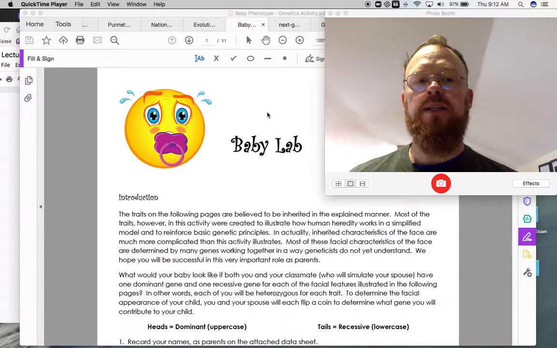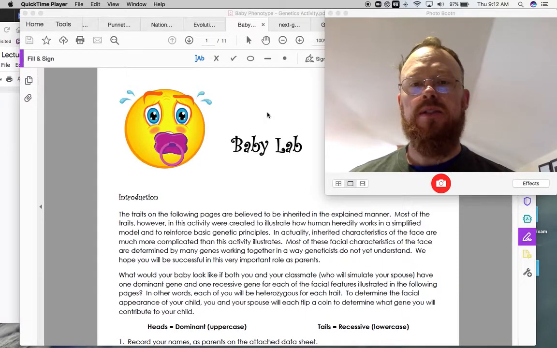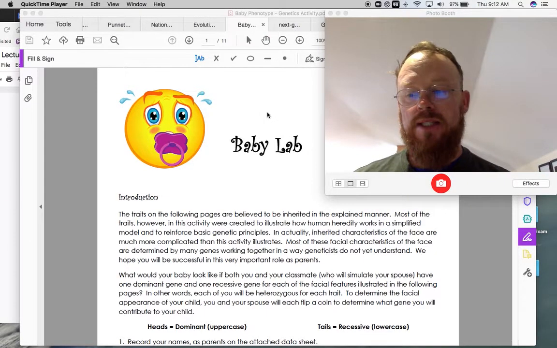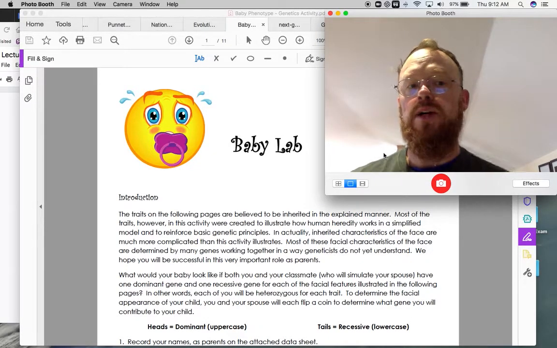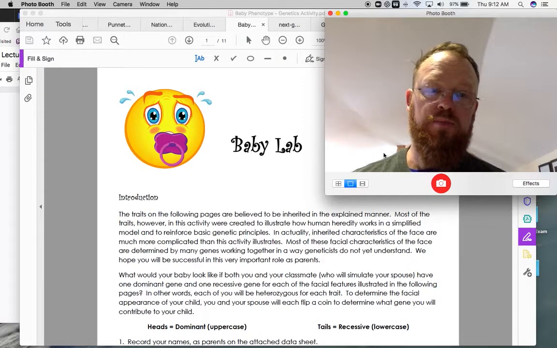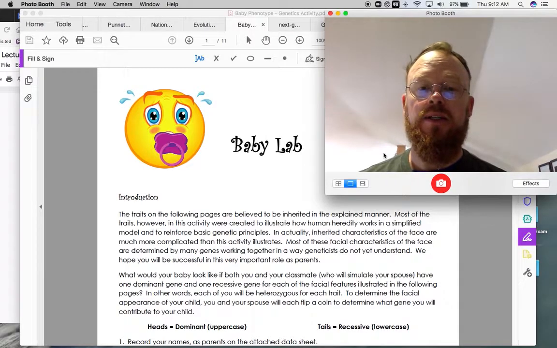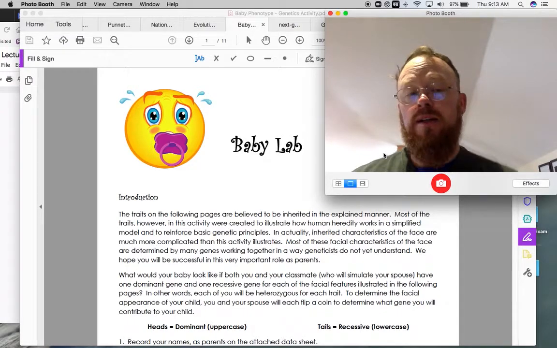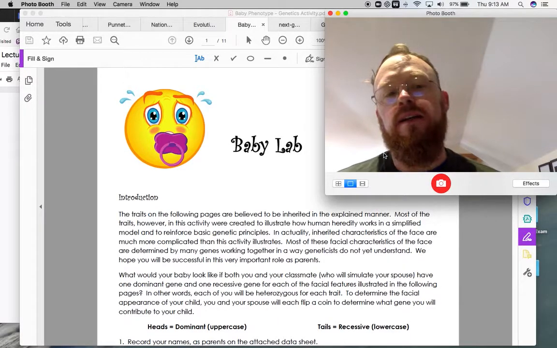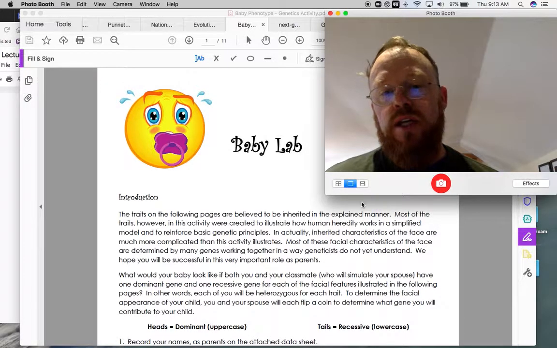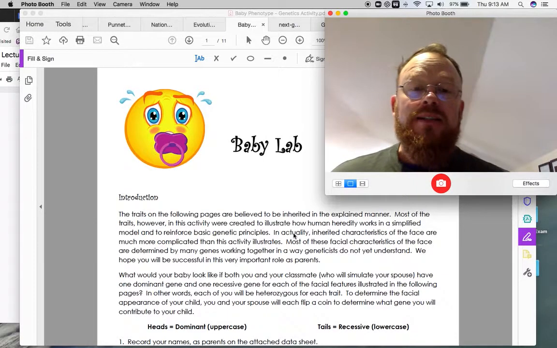I'm going to explain today's assignment, which is called the Baby Phenotype Genetics Activity. The basic idea here is that you're going to flip a coin between 2 and 6 times for a particular trait to determine which variety of that trait a baby has, and then at the end of the activity, you draw the baby. And here's how that works.